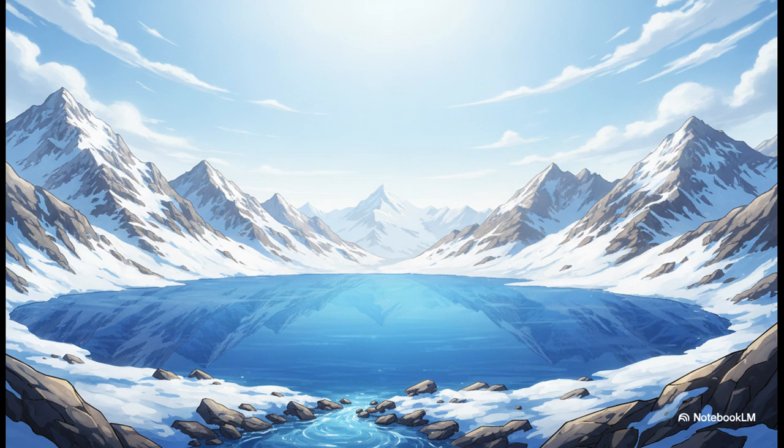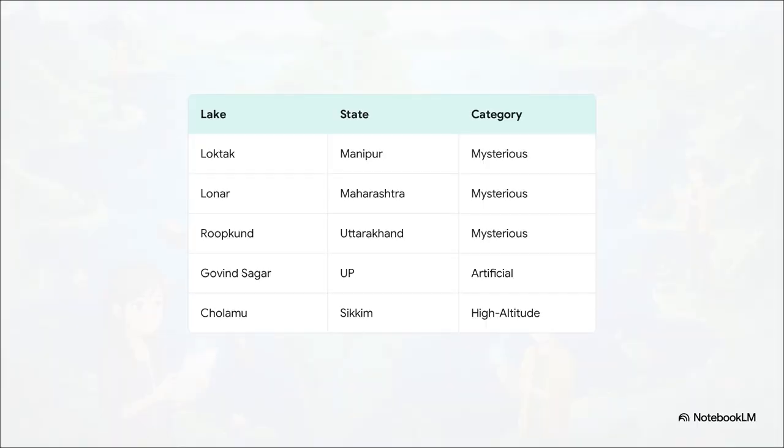Up in Sikkim, we have Cholamu Lake. This is the highest lake in India, but it's not just sitting there looking pretty. It's actually the birthplace of the mighty Teesta River, which flows down and connects to the massive Brahmaputra system. Over Himachal Pradesh, we also have Surajtal, braving the freezing elements right at the Baralacha Pass. Just absolute extreme geography. Here is our final recap to lock these in.